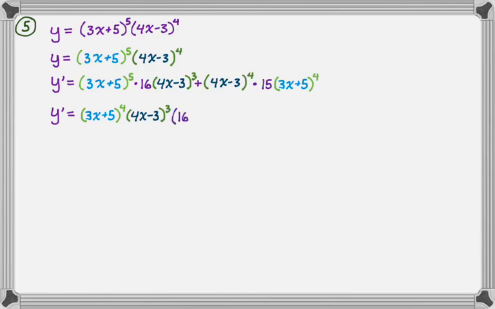So here, definitely 16. We still have a 3x plus 5. So quantity 3x plus 5. We still have this plus. There's still a 15. So I'm looking at that second term there. There's still a 15. And then we took out 3x plus 5 to the fourth. We still have a quantity 4x minus 3.